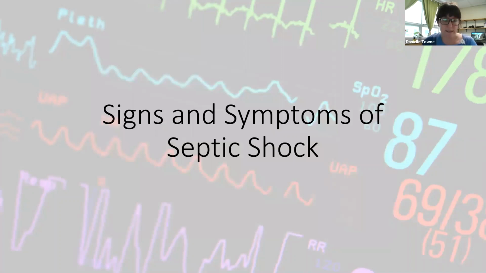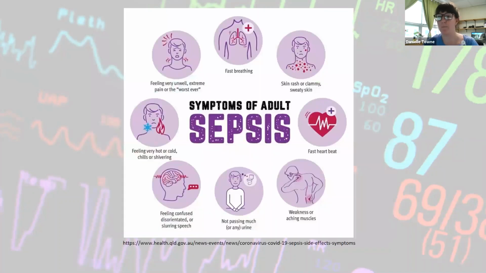So what do we see in these types of people? You can see here that these are kind of the most common signs and symptoms of sepsis. Some of them you can tell are a little similar to your hypovolemic, right? Your fast breathing, elevated heart rate, maybe confusion. But then there's other ones: the weakness and aching muscles, feeling hot or cold, feeling very unwell, worse extreme pain, feeling the worst ever, potentially skin rash or clammy, sweaty skin. I mean, there are a couple of things here that are definitely different from our hypovolemic shock.